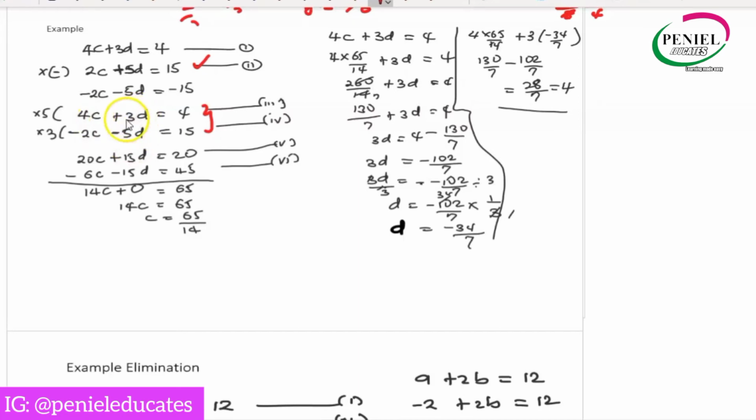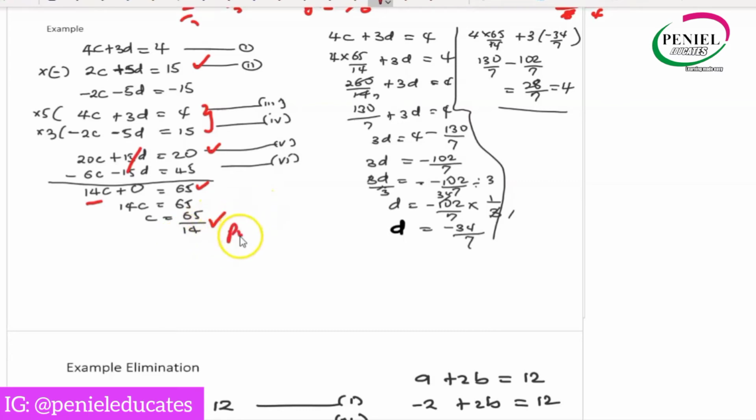All right, so now we'll multiply this one by 5. It's going to give us 20c plus 15d is 20. Then multiply this one by 3: minus 6c minus 15d plus 45. If I add it together, this one would have cancelled with 0. Then this one will give me 14c, and this one is going to give me 65. So by the time I'm done, I'm going to have c to be 65 over 14.